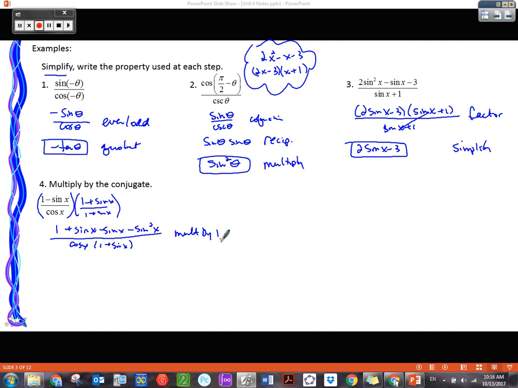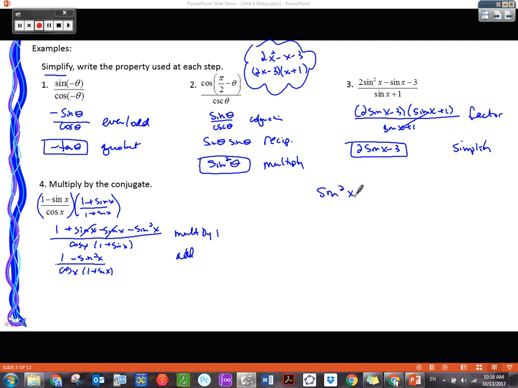Okay? Are we okay? So now what could we do? We could just simplify it, right? The plus sign and minus sign, those are going to go away. Okay, so I have 1 minus sine squared over cosine times 1 plus sine. And I just added. You can say add or subtract, whichever word you want to use. Does anyone see? Now, here is the thing. Let me write this down.